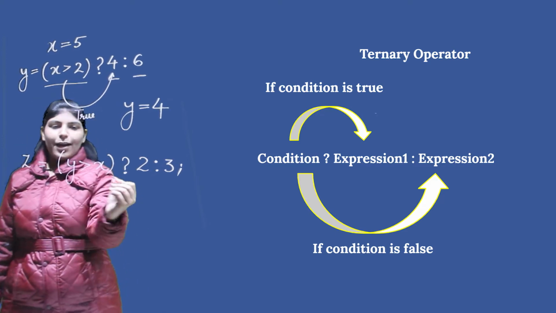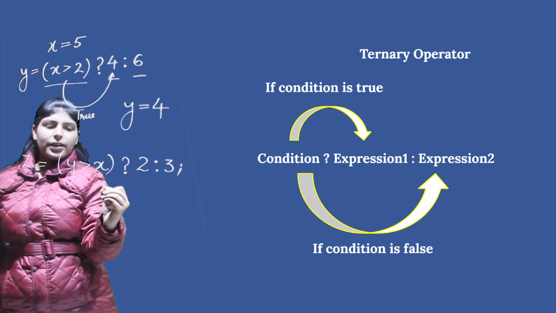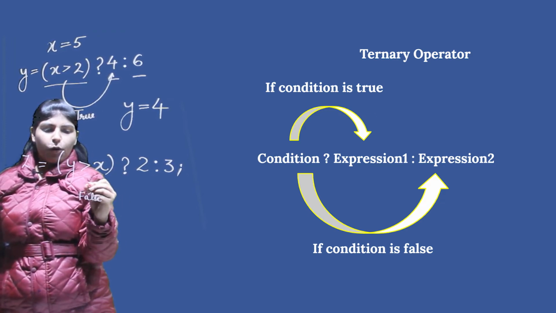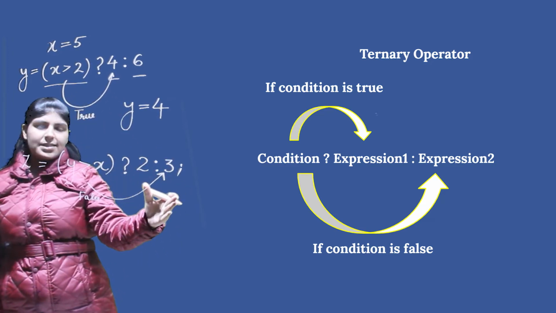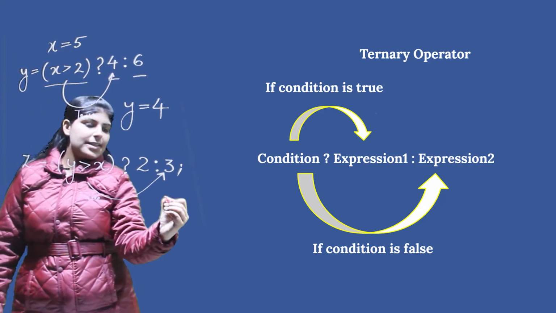So now first I'll evaluate this condition. So y is 4, x is 5. So 4 greater than 5. This returns false. So the condition is false. So I'll go to expression 2. So the right hand side returns 3 and I'll assign this value 3 to z. So I'll get z as 3.